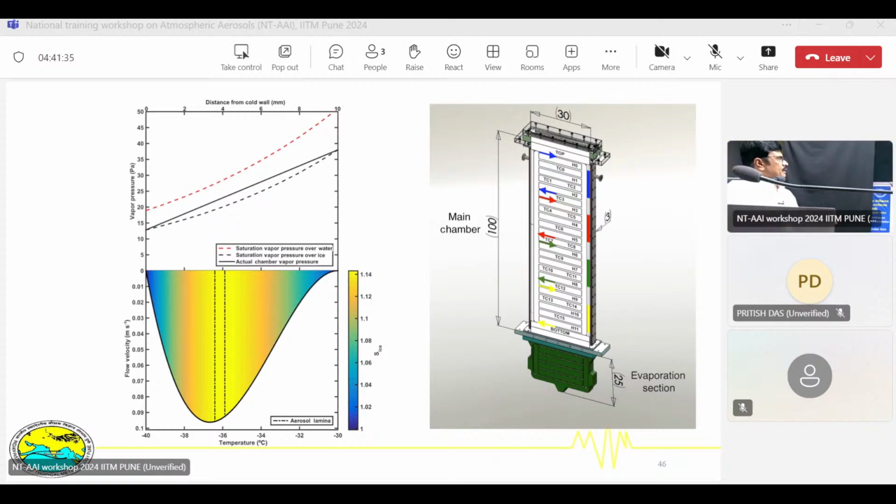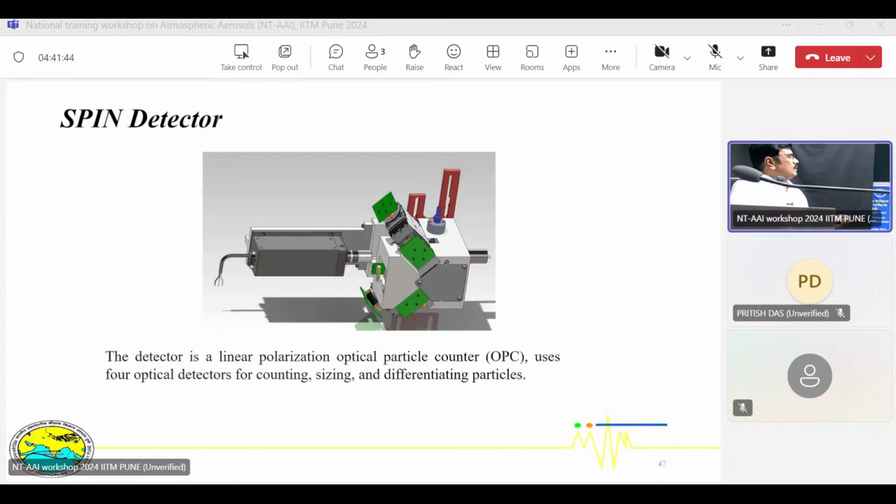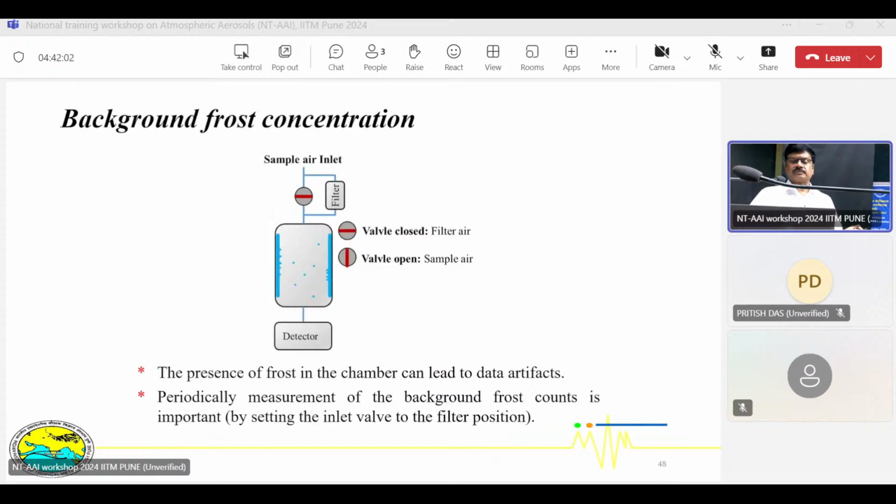So we have to set this chamber for saturation vapor pressure for ice. This is a detector. It has a polarization optical OPC. Based on the polarization, we can see that the ice particles will not be a spherical shape, right? So you can also identify through polarization. This is the ice particle.